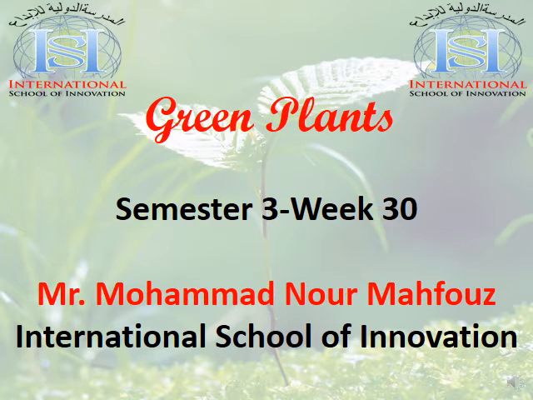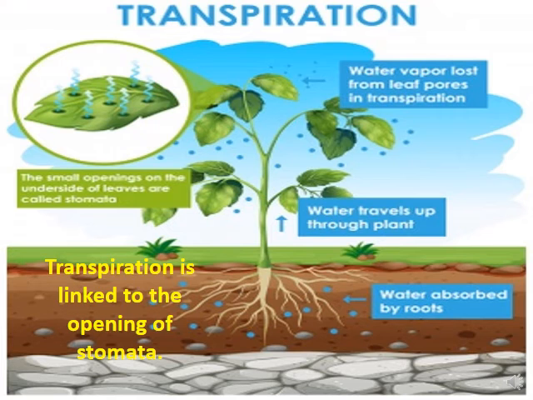Hello, grade 10 students. In this video, we're going to continue with our chapter about the green plants. So we talk about the green plants, we talk about transpiration. What is transpiration? Transpiration is the process of the loss of water vapor through the leaves of the plant.